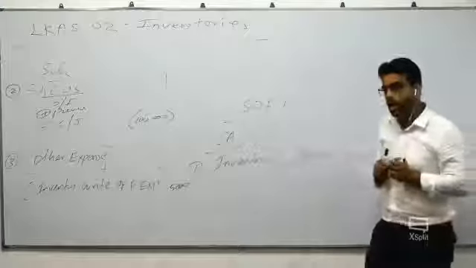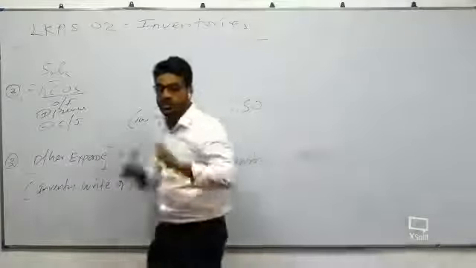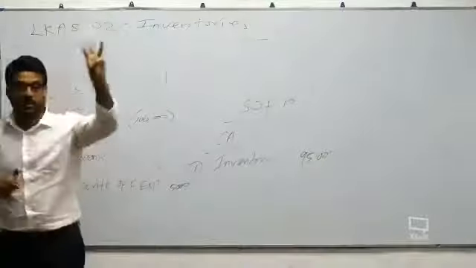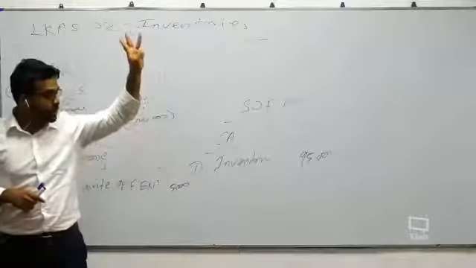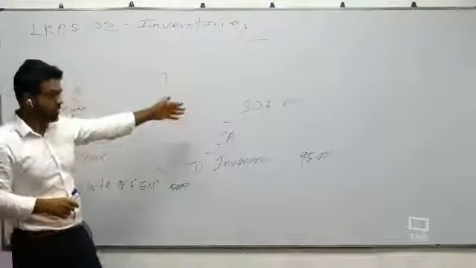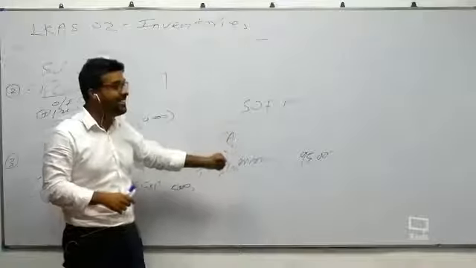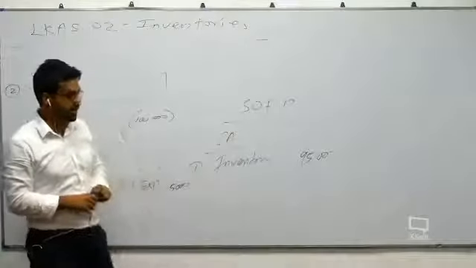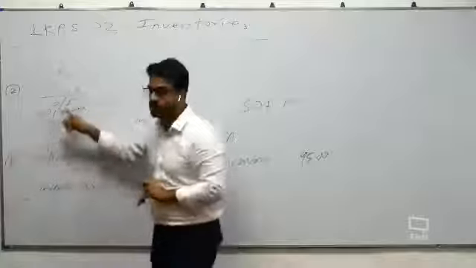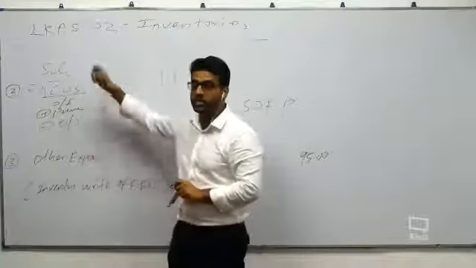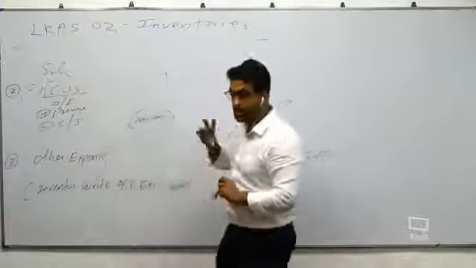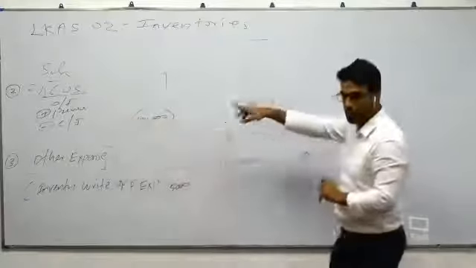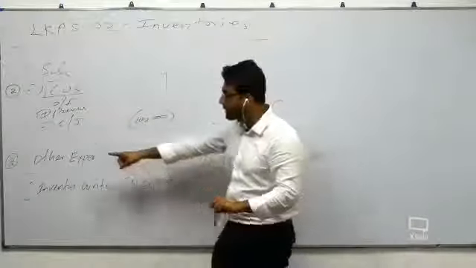So generally, how many places do we record inventory in the financial statement? 3 places. What are the 3 places we record the closing stock? One place, closing stock is recorded as a current asset. Closing stock is a current asset. Second place, closing stock is deducted from purchases when calculating cost of sales. Third one, the difference between these two is generally recognized as other expense.